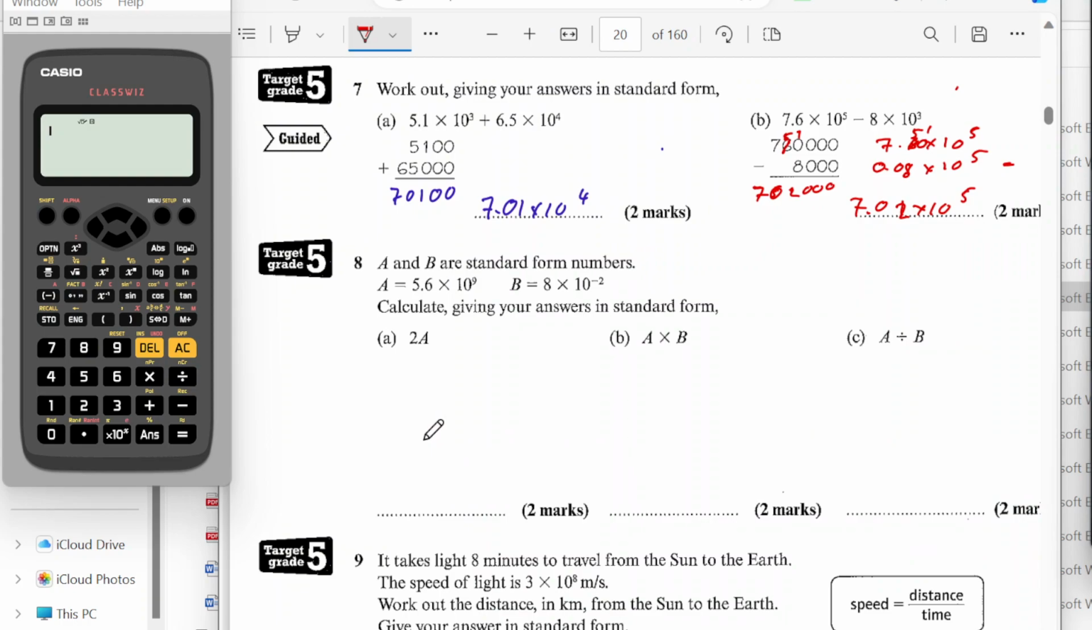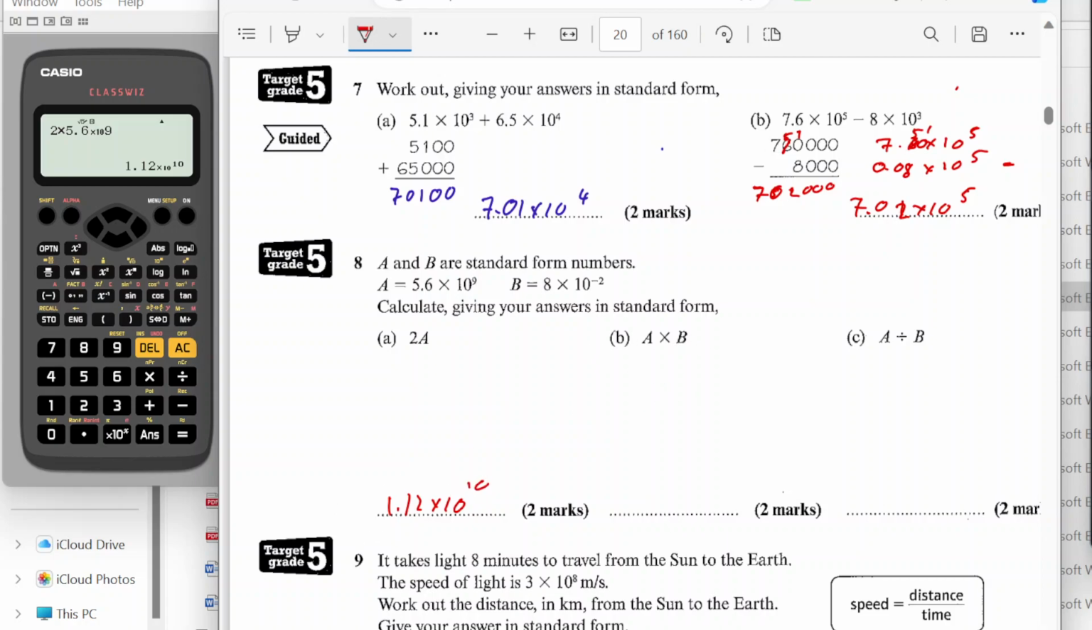Okay, so I'm doing 2 lots of A. So I'm going to do 2 times 5.6 times 10 to the power 9. And that just gives me 1.12 times 10 to the 10.